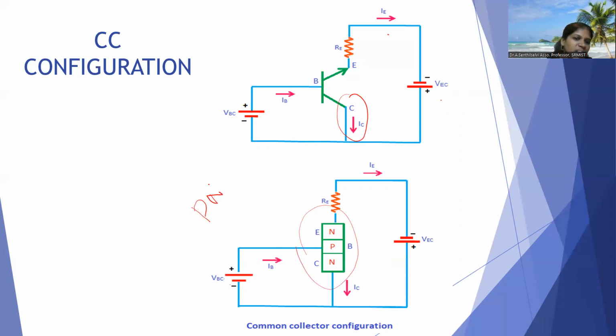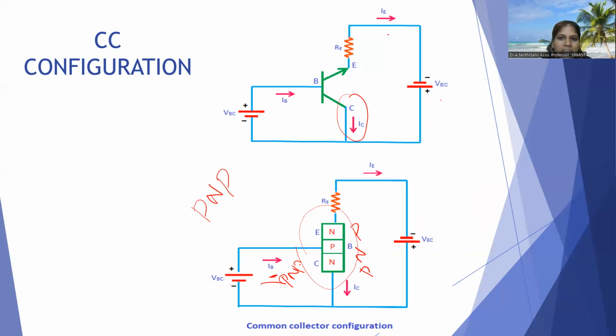If it is a PNP configuration, just the battery connection, the biasing voltage, will be changed. See here, if it is a PNP, the emitter is connected with the positive now, and the base is connected with the negative. So for a forward bias here, the battery connection is reversed for a PNP transistor. Just the battery connection is different. The other things are similar. No need to worry about that.